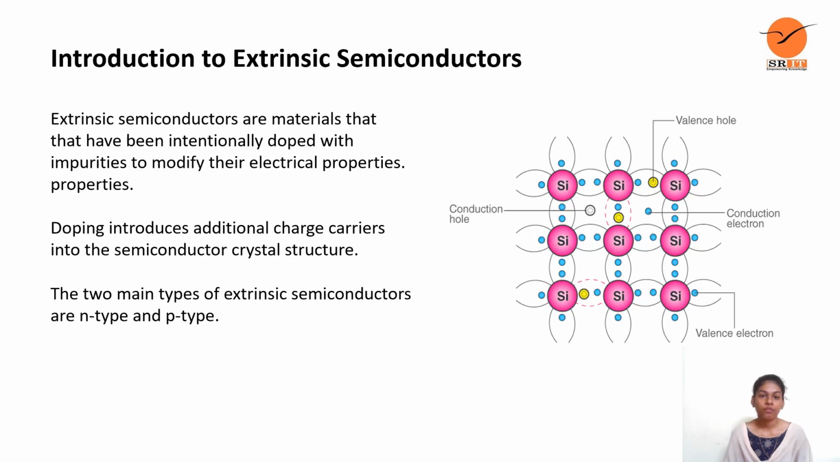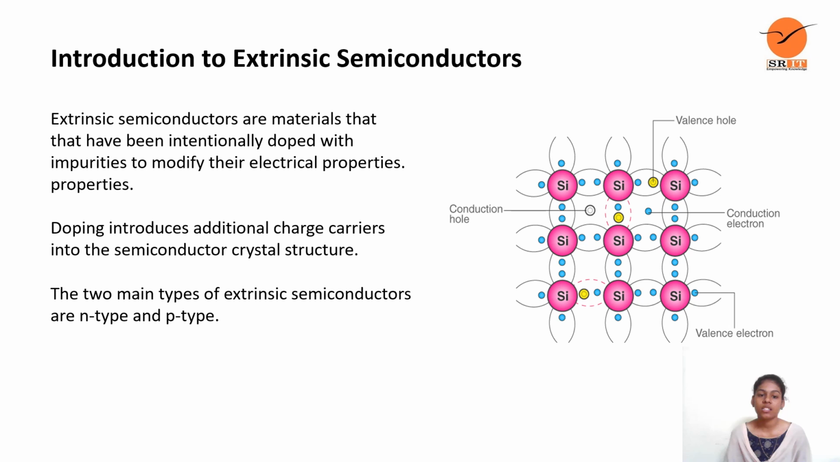This is my topic, extrinsic semiconductors. Before going to the introduction of extrinsic semiconductors, I have to say that semiconductors are classified into two types: intrinsic semiconductors and extrinsic semiconductors. Extrinsic semiconductors are also classified into two types, n-type and p-type. And now we are going to the introduction of extrinsic semiconductors.